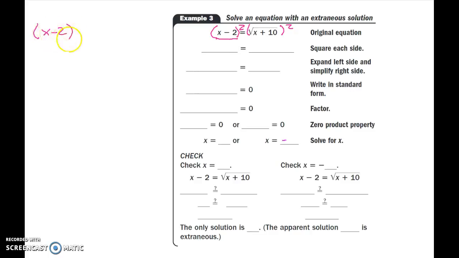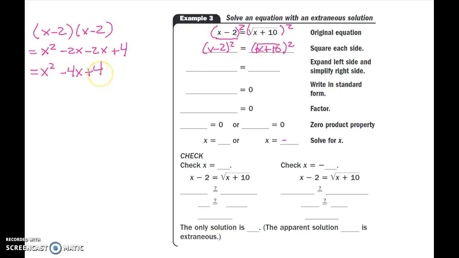x minus 2 times x minus 2. And so we have to expand that. So actually, to fill out our little note-taking guide the way they want us to, we need to write it like this. Okay, so I'm going to expand this on the left, and I'm going to square this. So x times x, x times negative 2, negative 2 times x, and negative 2 times negative 2. And I combine like terms, and that is now what goes here: x squared minus 4x plus 4.